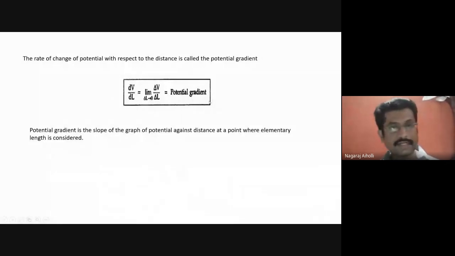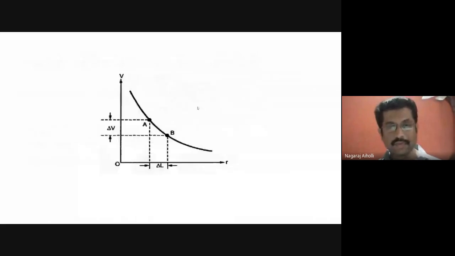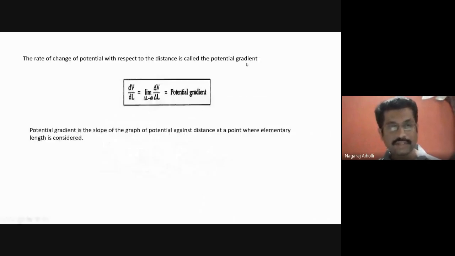Now you all can ask me why we are taking the limit as delta L tends to 0. We are taking the limit as delta L tends to 0 because we are finding it at a point. The small incremental length delta L is at some point. Yes or no? Hence we are taking the limit as delta L tends to 0.